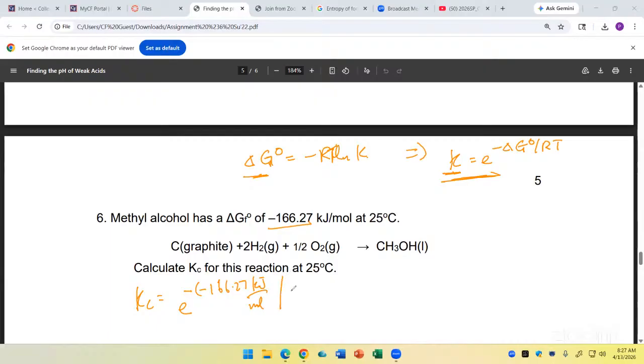divided by R. Now, the R that you're going to use in this case is 8.31 joules per mole Kelvin, multiplied by T, which is the temperature, 25 degrees Celsius, which is the same thing as 298 Kelvin. Now, you have to make sure that the units will work out, because here we have kilojoules and here we have joules. So what I would do is continue to multiply this by 1,000 joules below and 1 kilojoule above. So what's going to happen is that this kilojoule unit will cancel out.